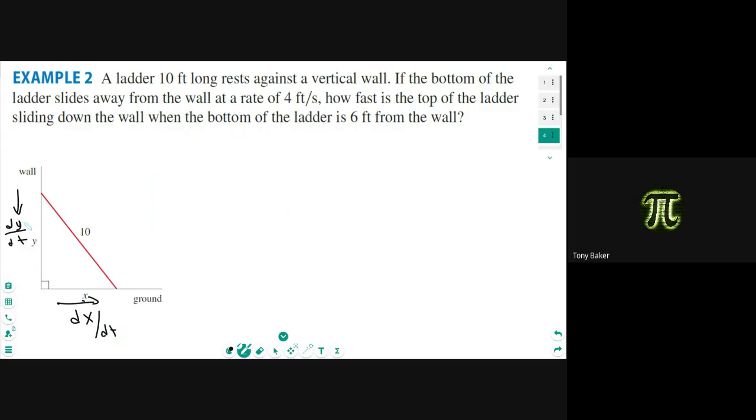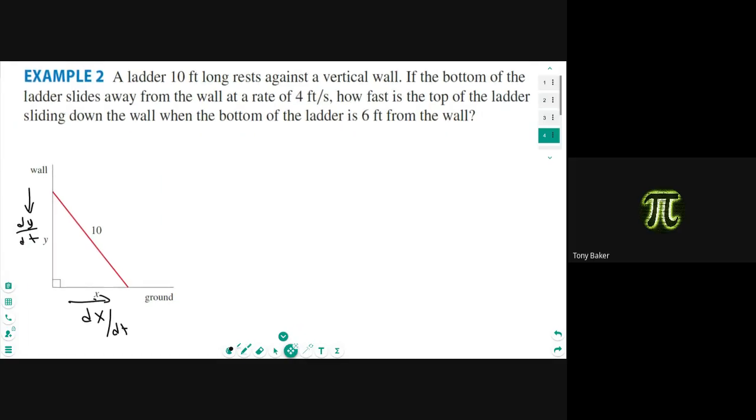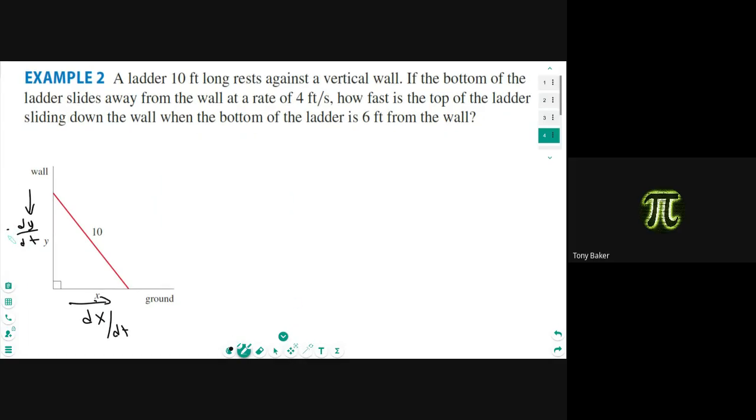The change on the wall, is that going to be a positive dy over dt or a negative dy over dt? It's going to be negative because it's going down. Understanding that's going to help you because when we get the answer, we should see that negative change. And then dx dt is going to be positive because it's going away from the origin.